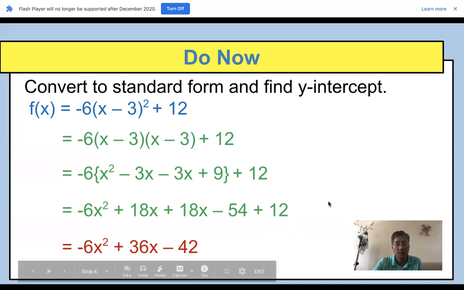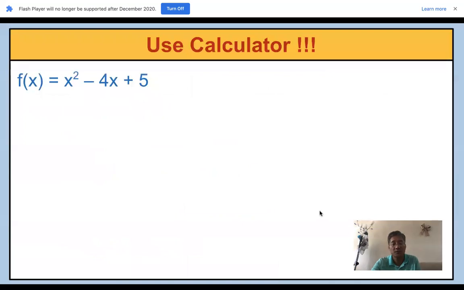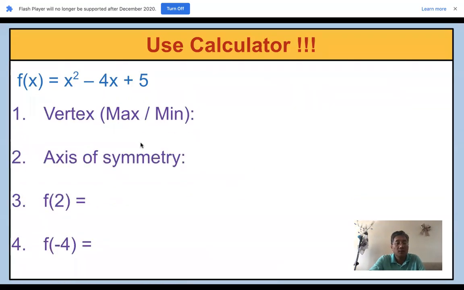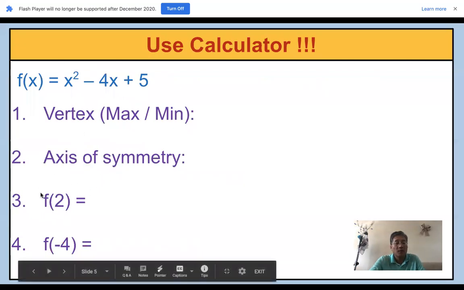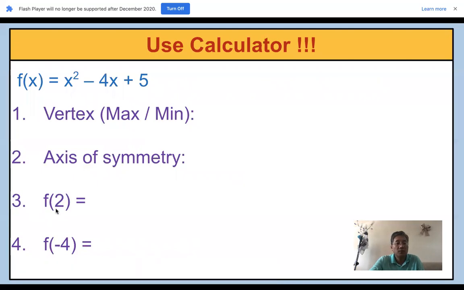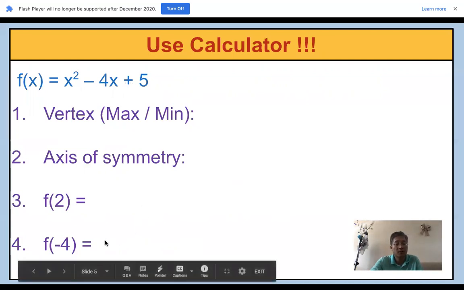Okay, so let's see today's lesson. We are going to use the calculator for this one: x squared minus 4x plus 5. We need to find the vertex, the axis of symmetry, and the f of 2 value. You can put x equal 2 into the function, or you can put it into the calculator, and you can get it. All right, and then f of negative 4. Let's do it one by one.